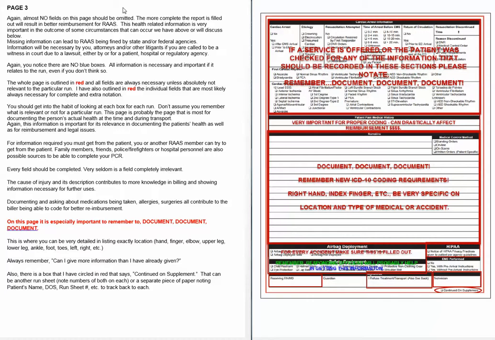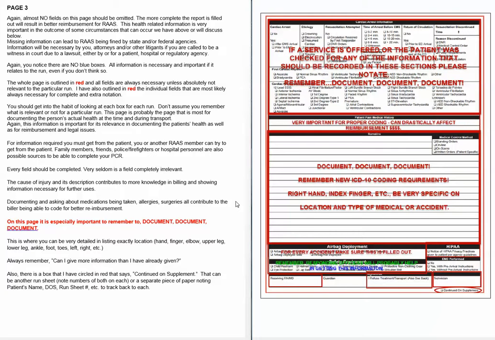To be able to complete your PCR, every field should be completed. I can't stress that enough. Very seldom is a field completely irrelevant or does not have something that you can check to show that it's not relevant. The cause of injury and its description contributes to more knowledge in billing and showing information necessary for further uses. Documenting and asking about medications being taken, allergies, surgeries, all contribute to the biller being able to code for better reimbursement and to prevent any negative outcomes if there are lawsuits or situations such as that.